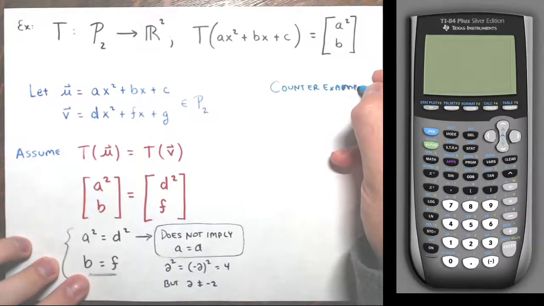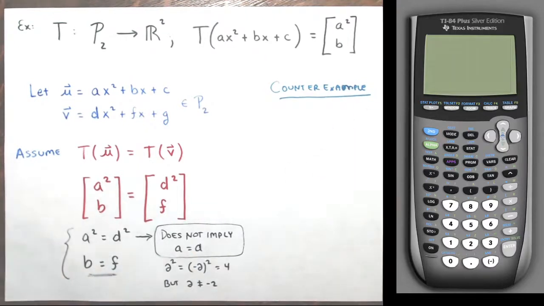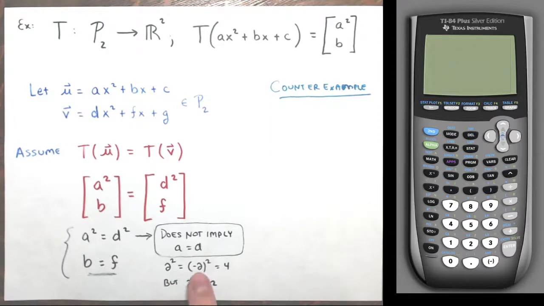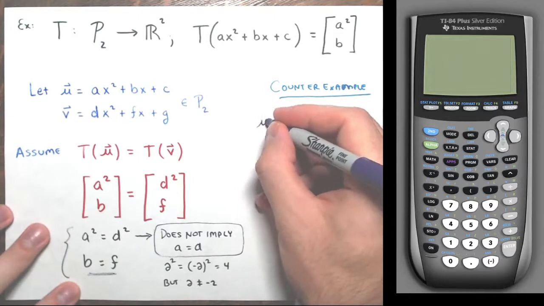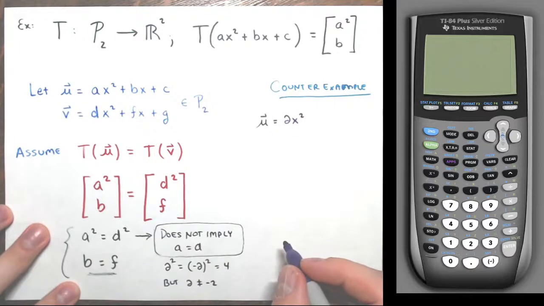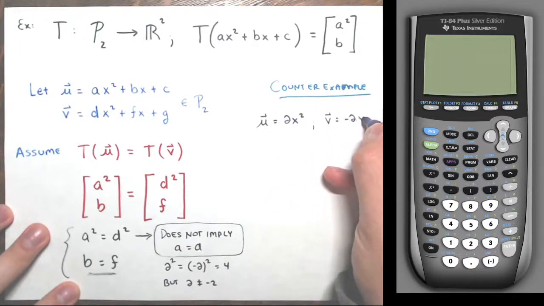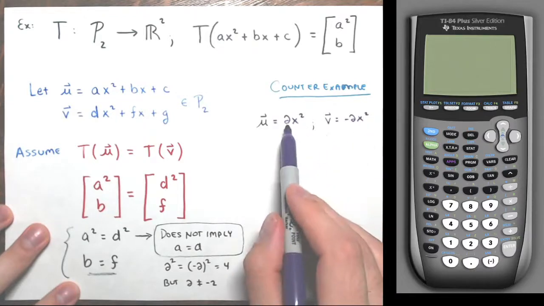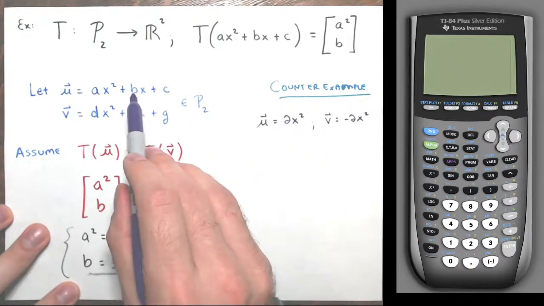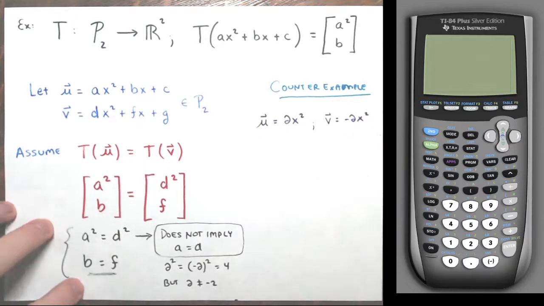Counter example where a squared equals d squared. Like I said, I'll just have one where a is 2 and one where d is negative 2. Let's have u be 2x squared, a polynomial of degree 2 or less, and I'll have v be negative 2 times x squared. Here, the lead coefficient is 2 and the other coefficients are 0, and here the lead coefficient is negative 2 and the other coefficients are 0.